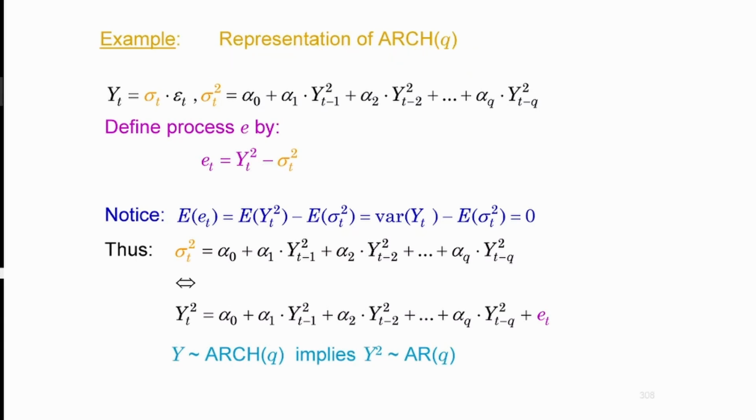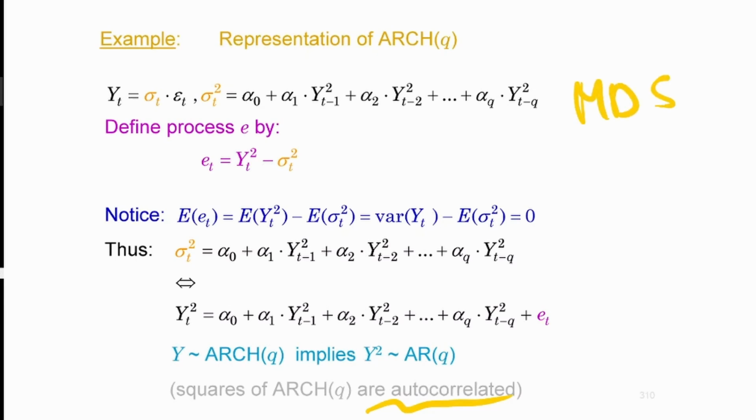Okay. So again, I will summarize this later on. Squares of the ARCH processes are autocorrelated. Therefore, you cannot say that the process is serially independent. This is also the case for the MDS type of processes. You might remember those, martingale difference sequence, same thing. Serially uncorrelated, but not necessarily serially independent. That relates to that, by the way.